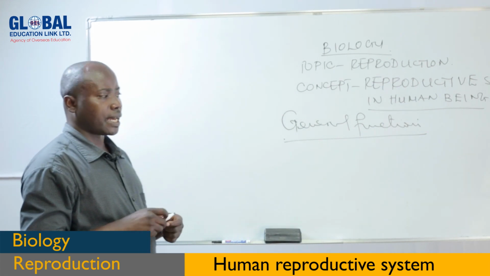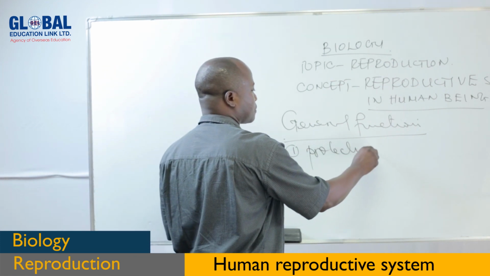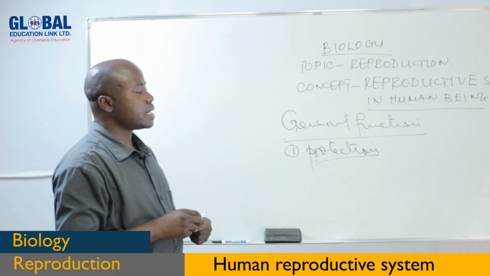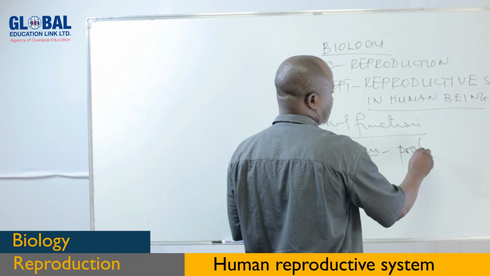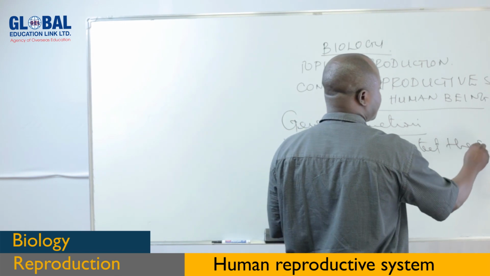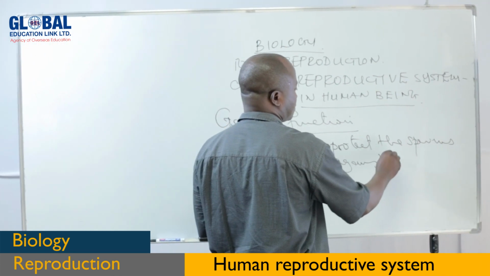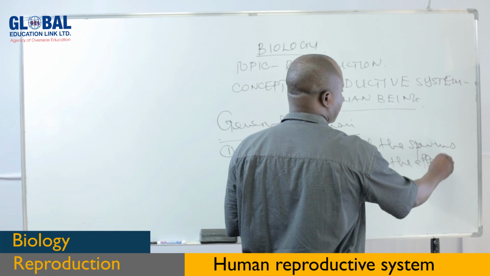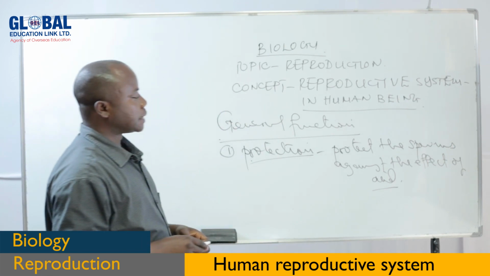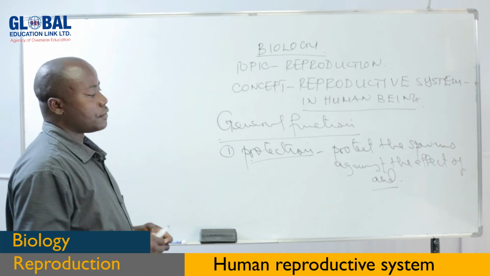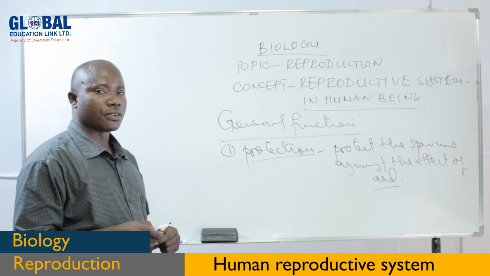Of those accessory glands, there are three. One is protection. The protection here, they protect against the acid. That is why some of the fluid contain the alkaline solution for neutralization of the acid that may be present in the vaginal tract or the urethra.